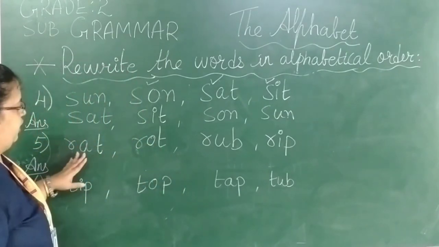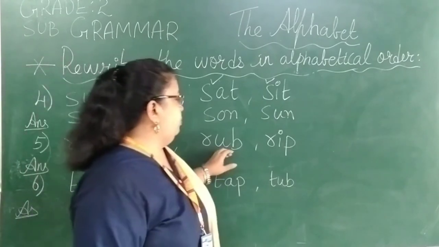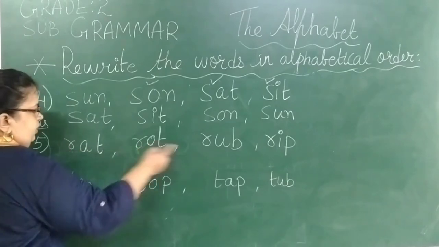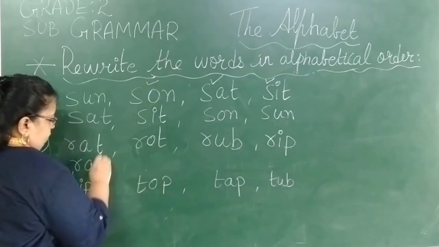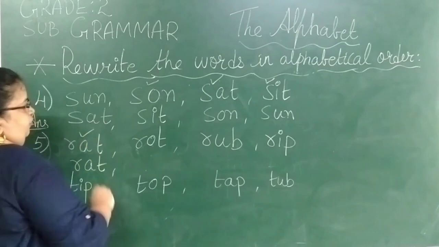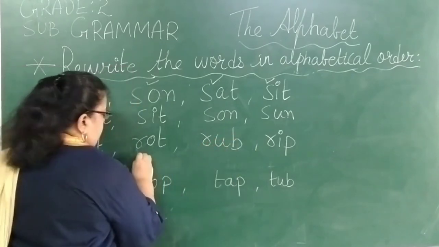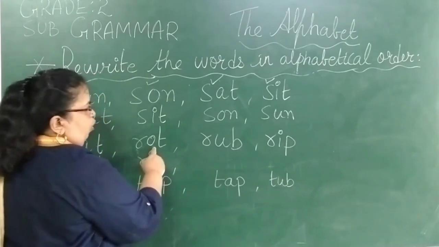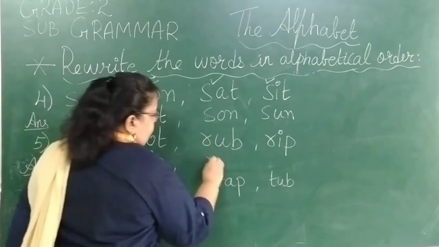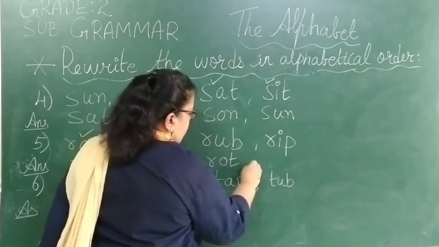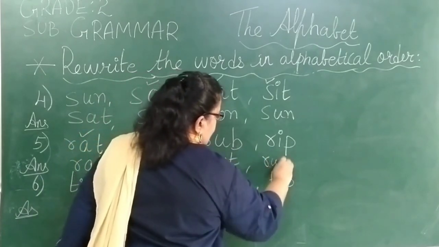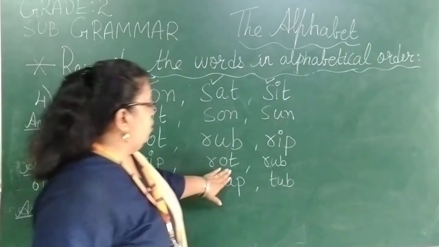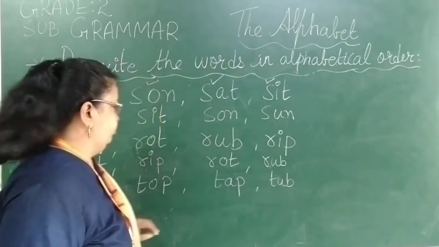Number 5, rat, rot, rub and rip. First letter is same. Take the second letter. A comes first. R, A, T. Rat. After that, I comes. R, I, P. Then which comes? O or U? O comes. R, O, T. Rot. Last one it is rub. R, U, B. Rub. Rat, rip, rot and rub.